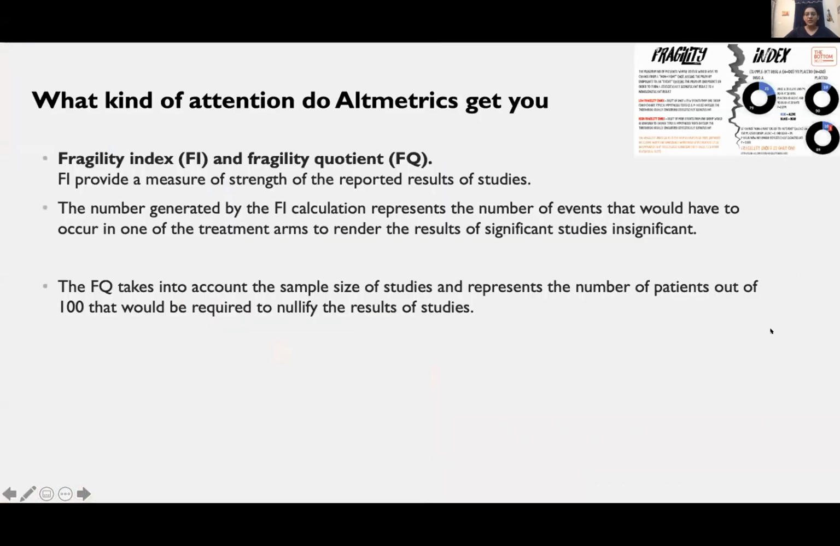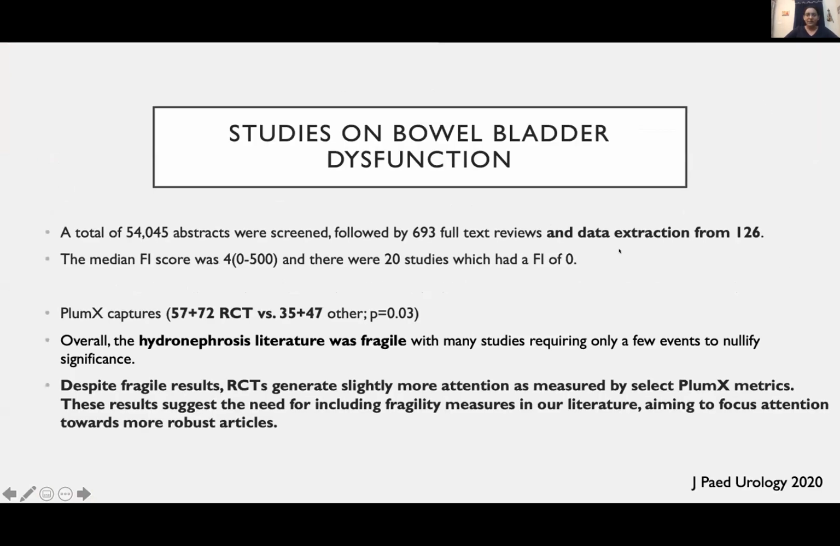Also, not all information that you get on social media is valid information, because the authors of this paper looked at the fragility index, which you may have heard about. That is, how fragile is your information, especially for an RCT, like what is the number needed to negate this information. And similarly, the fragility quotient takes into account the sample size of the studies that would be required to nullify the results of the study. The authors conducted this experiment on studies in bowel bladder dysfunction, and they found that most of the literature was fragile. So this is true in today's world. A lot of literature is fragile but circulating, and social media gives it similar attention.